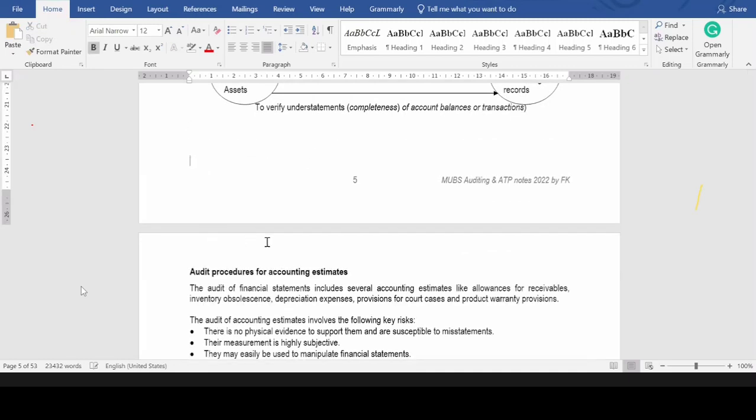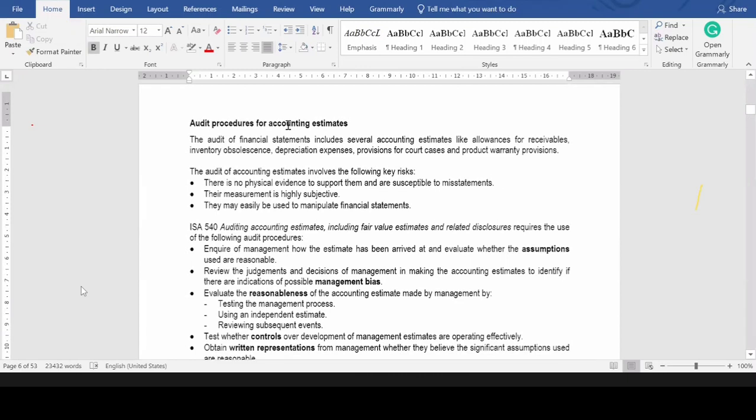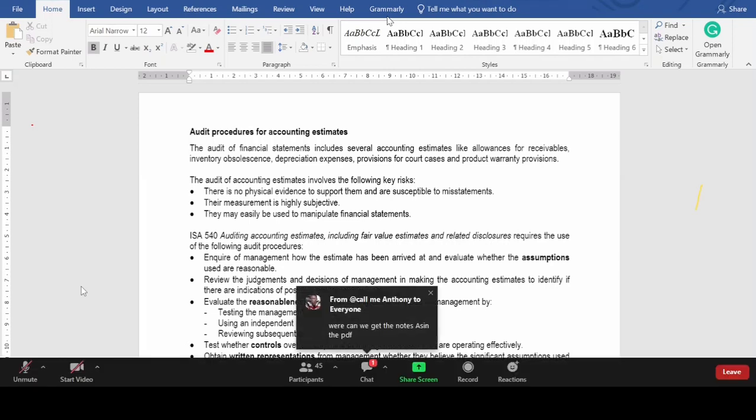Now, audit of accounting estimates. You remember estimates in the accounting 3, which standard is for estimates? Which standard is for accounting estimates? IAS 8. Okay. What does it say? Can somebody summarize it for us? IAS 8. Accounting policies, estimates, and correction of prior period errors.